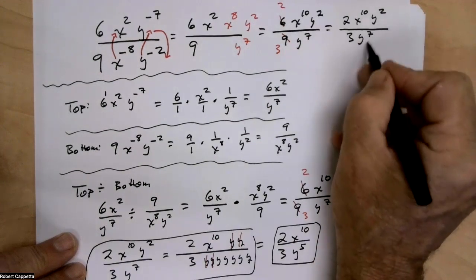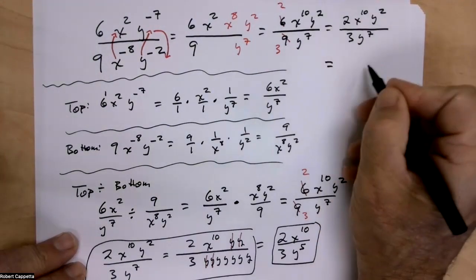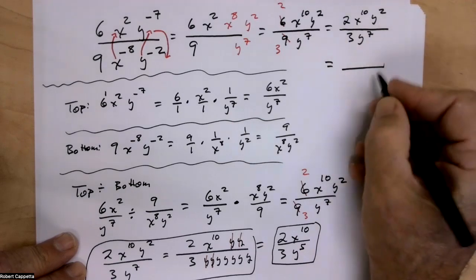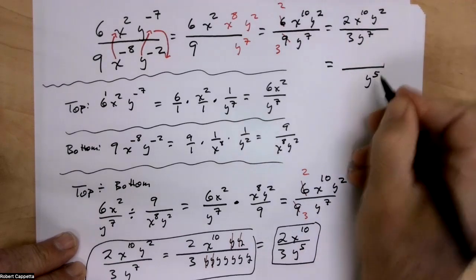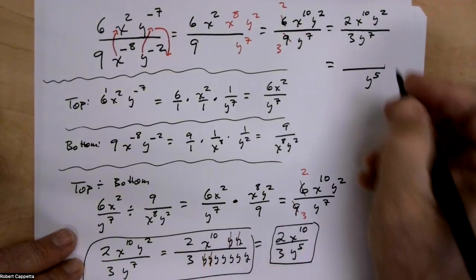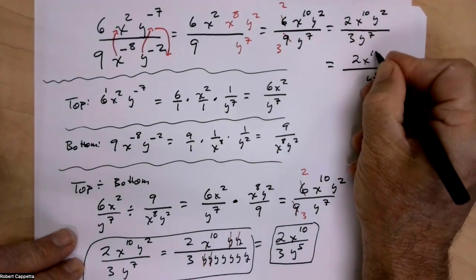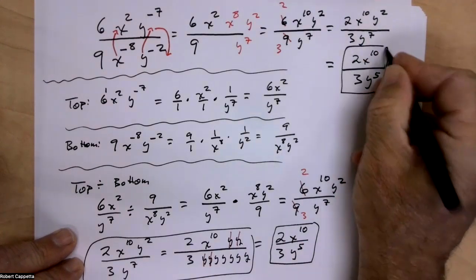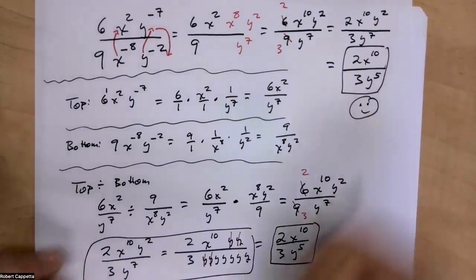We recognize there are more y's downstairs by 5. So the y's upstairs are going to cancel, leaving 5 y's downstairs, as we saw here. And my result will be 2x to the 10th over 3y to the 5th, agreeing with what I had before, again, making me happy.